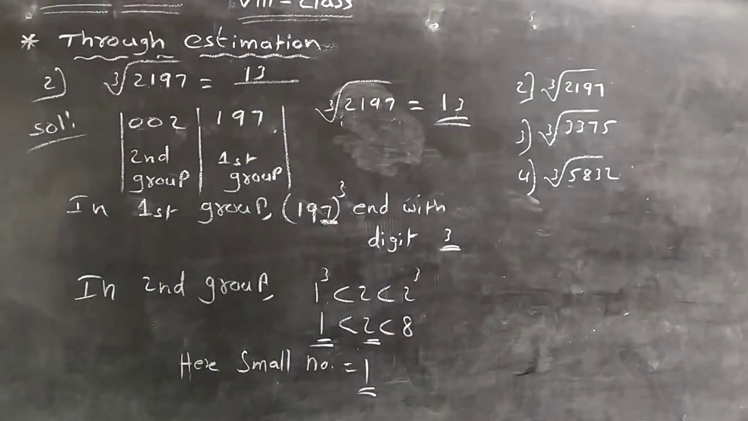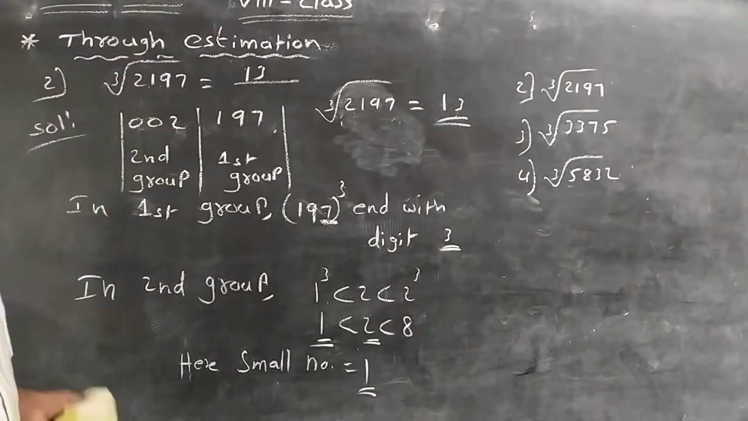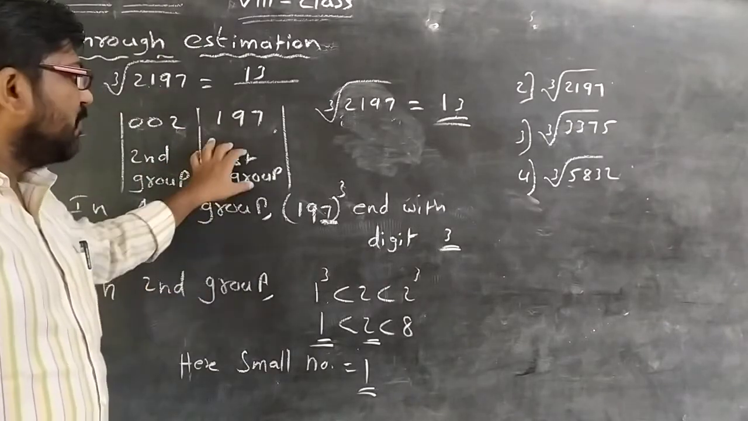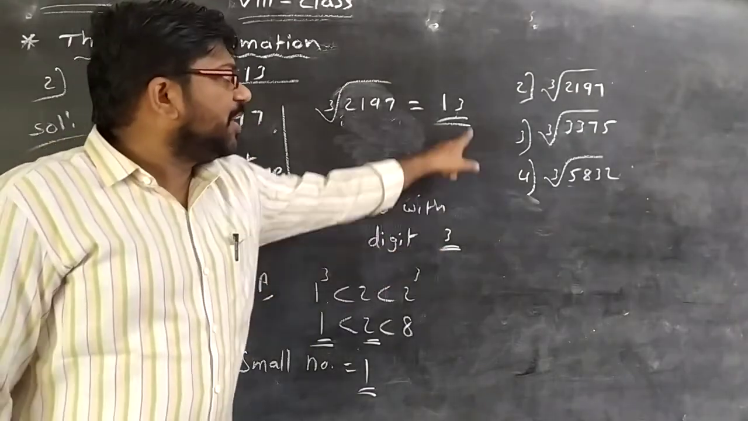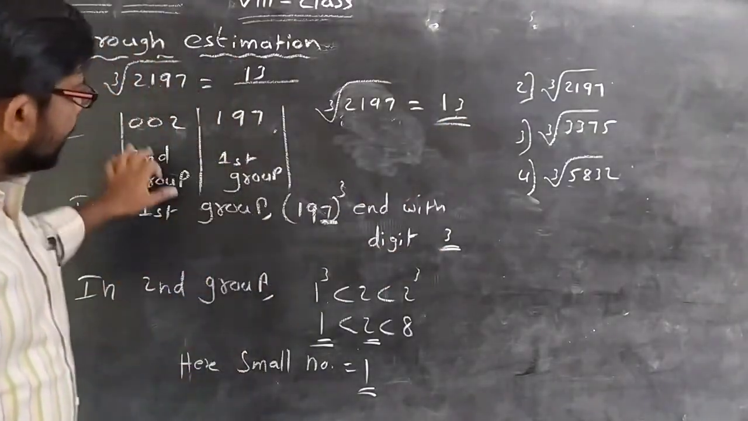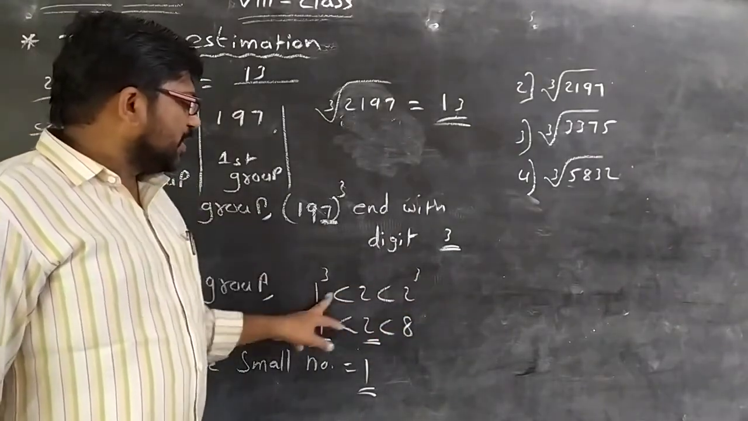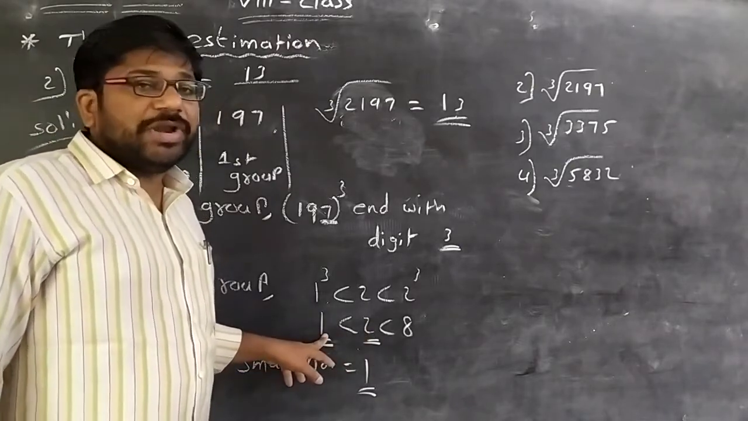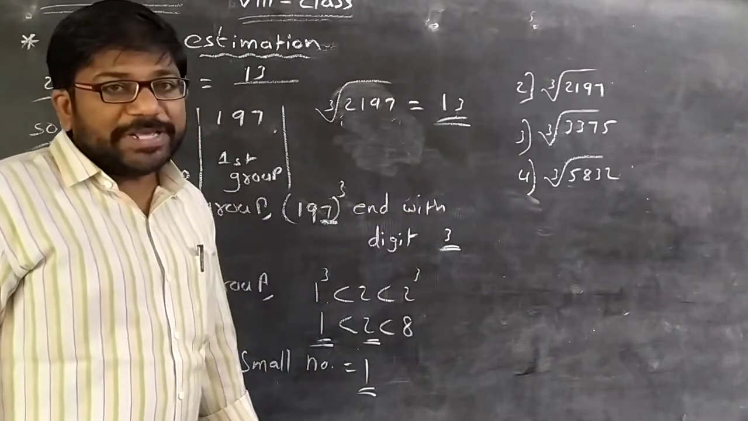So this is the process. It is a very interesting estimation method, and there is no difficulty. First of all, you have to group like this. Next, in the first group, the cube of this number ends with the digit 3, which comes in the units place. In the second group, 2 lies between 1 cube and 2 cube, and the small one is 1. We select the nearer value, that is 1, and it comes in the tens place, right?